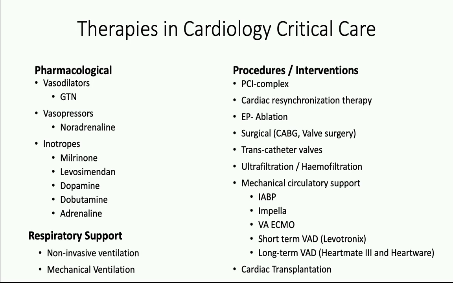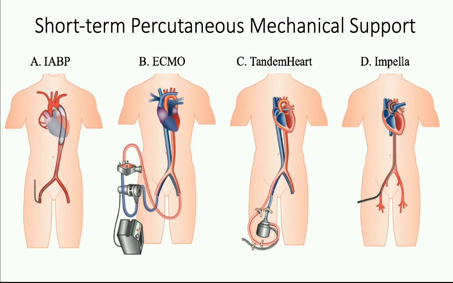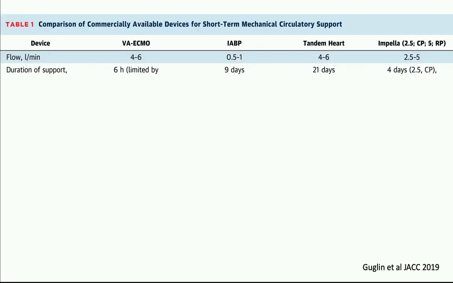But I think the biggest area which is expanding the most is mechanical circulatory support. From this slide, you can see that there are 4 main percutaneous mechanical circulatory support devices available: balloon pump, VA ECMO, venous arterial ECMO, tandem heart, and impeller. And you can see that the most effective improvement in cardiac output comes from VA ECMO and also from tandem heart and impeller.